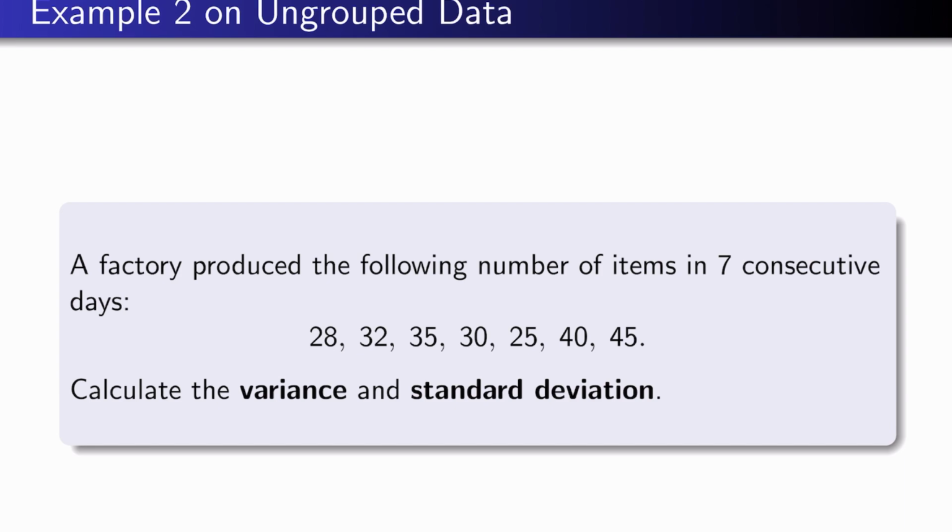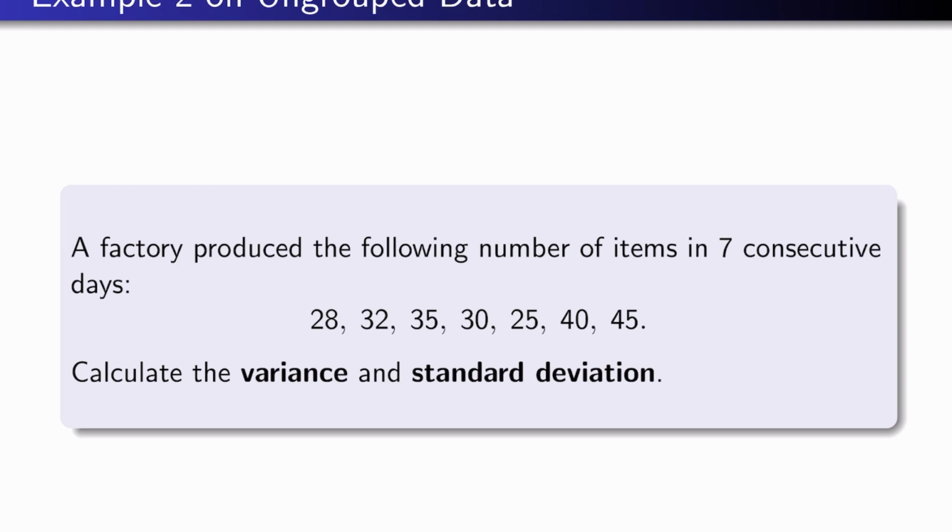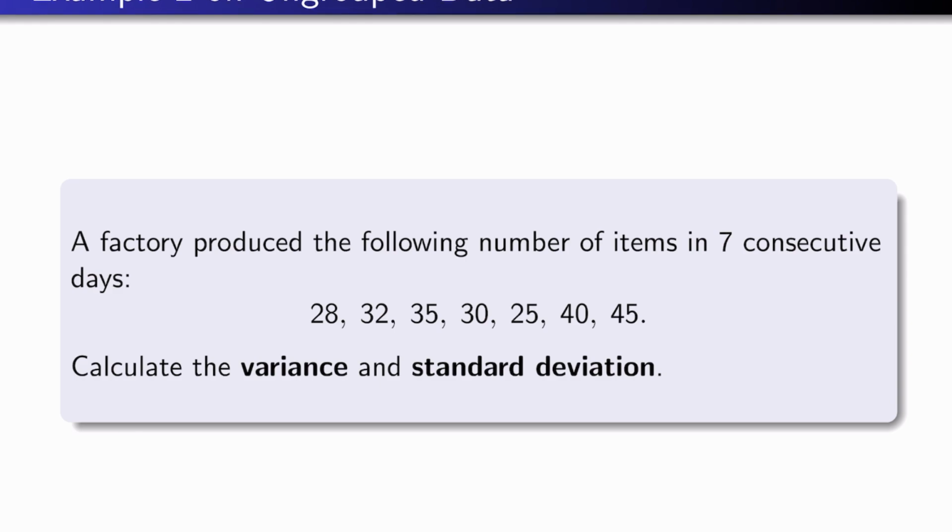Let's try our second example on finding the variance and standard deviation for ungrouped data. So you can pause the video, then try your hands on this question. After that, you check if your answer is the same as mine. The question is stated below. A factory produced the following number of items in 7 consecutive days: 28, 32, 35, 30, 25, 40, and 45. Calculate the variance and standard deviation.